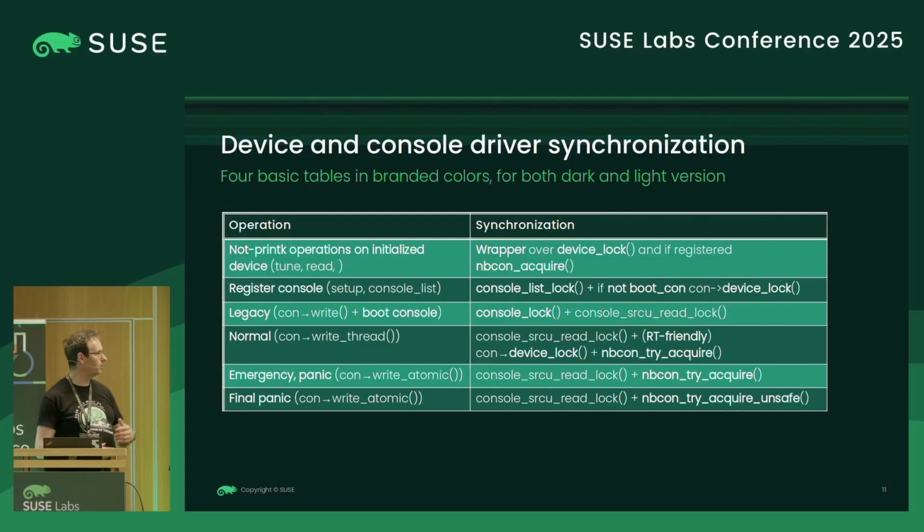And the nbcon context, the new nbcon context lock, is needed because in emergency and panic we use just this lock to be synchronized, and we know that when we acquire it, nobody else is using the device, and just the final panic call tries to acquire it unsafe, the hard way.